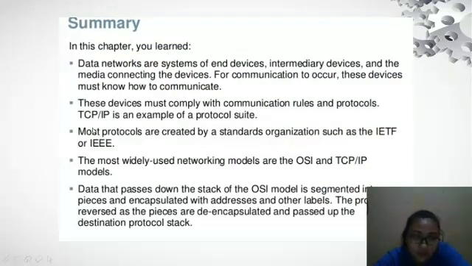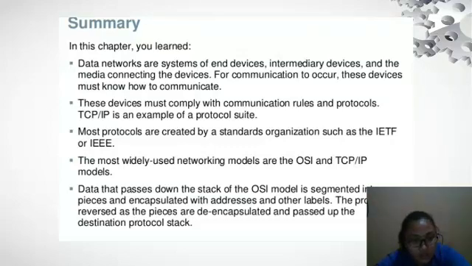Summary for this chapter. In this chapter, you learned data networks are systems of end devices, intermediary devices, and the media connecting the devices. For communication to occur, these devices must know how to communicate. These devices must comply with communication rules and protocols. TCP/IP is an example of a protocol suite. Most protocols are created by standards organizations such as the IETF or IEEE.